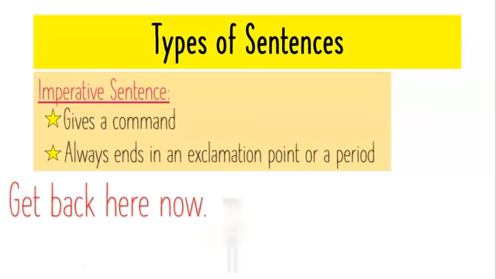So here is one of the examples. "Get back here now." And this is a command. It's telling that turkey to get back here now. And it ends in a period.